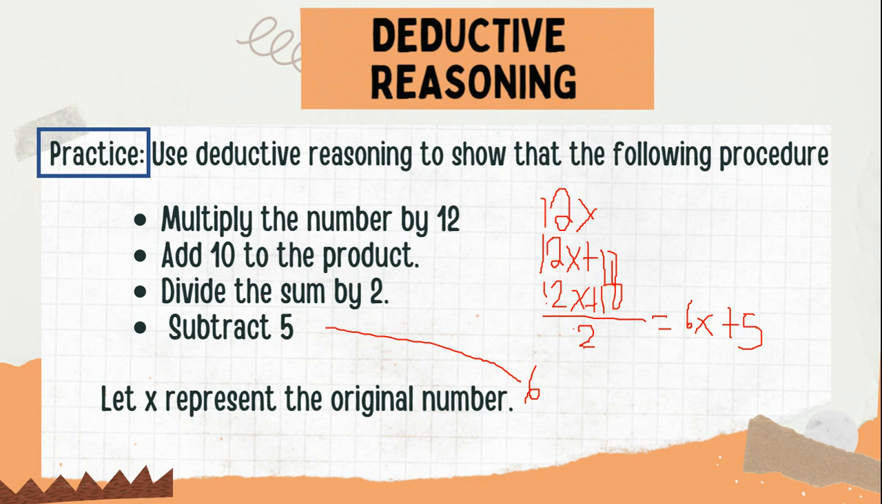Muna rin process. 6x plus 5 minus 5. So, crush out, mabilin 6x. So, muna ang general rule. Now, let's go to specific examples.